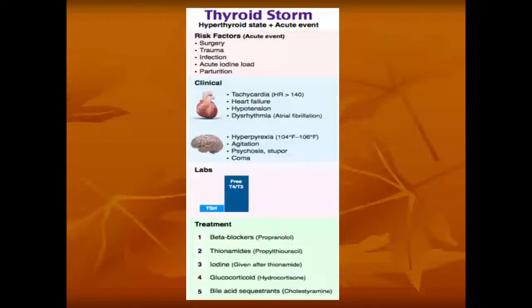So beta blockers shutting down that peripheral storm essentially. So that's going to help with the heart rate. It's going to help with a lot of symptoms. Then everything else kind of comes into play later for more long term.